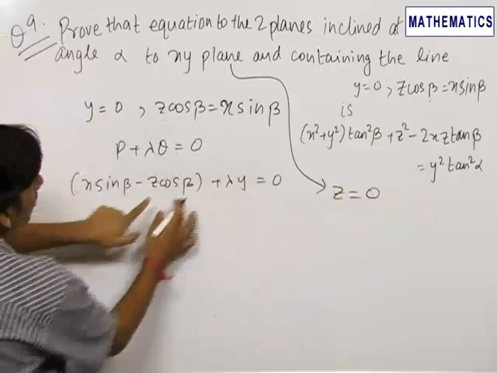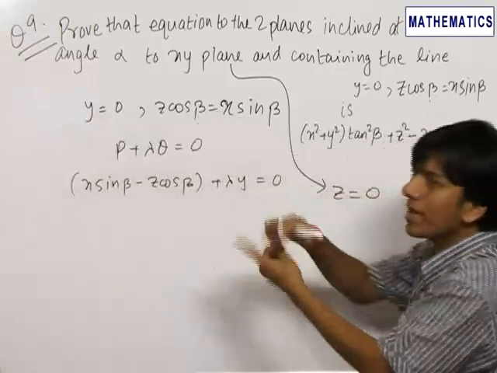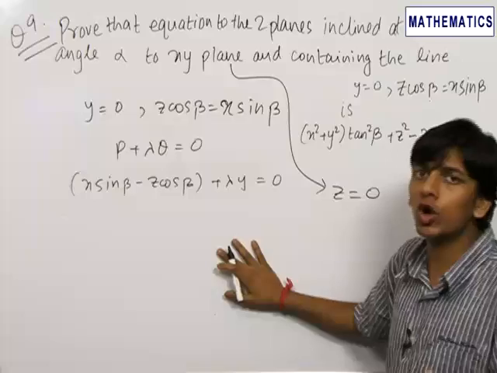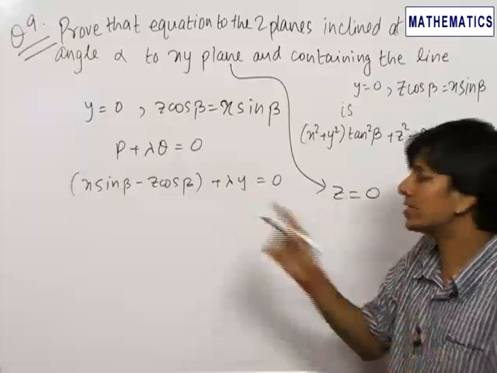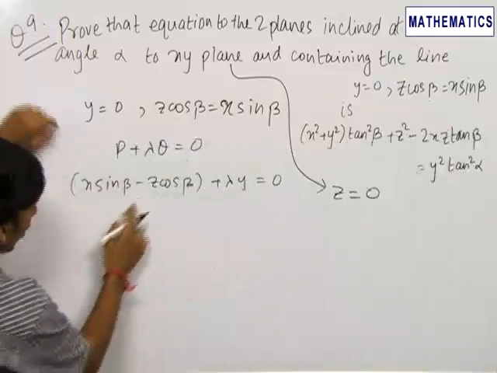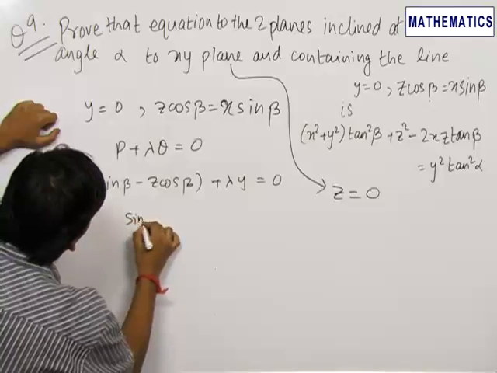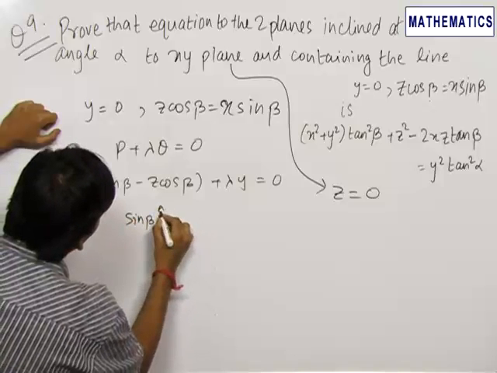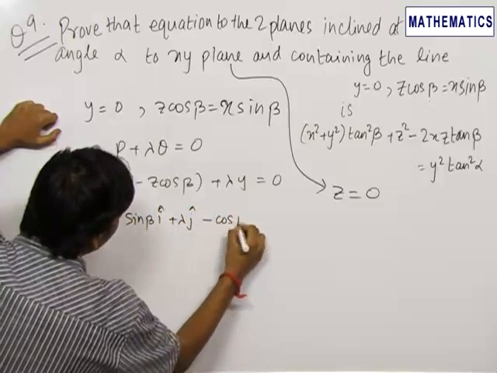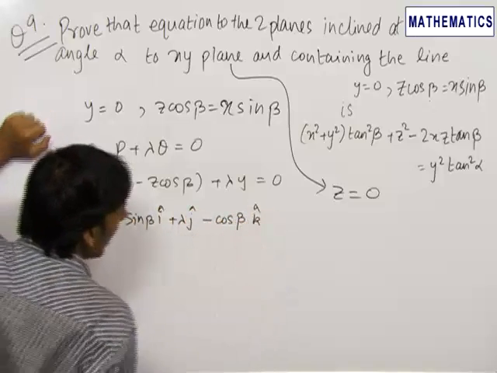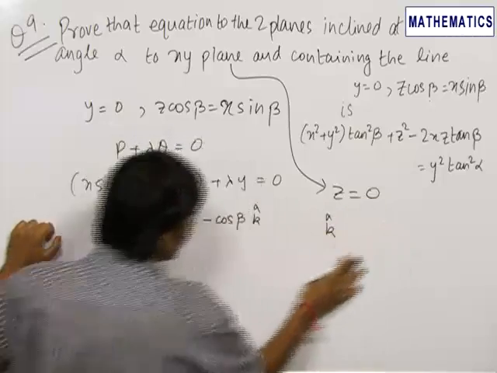Now these two planes are making an angle of alpha with each other. Therefore the normals will make an angle of alpha with each other. Whenever there is talk of the angle between the planes, you should always think about the angle between the normals, which is the same. Now the normal of this plane is represented by sin beta i cap plus lambda j cap minus cos beta k cap, and for this one it is just k cap.